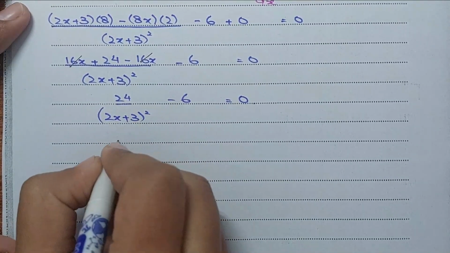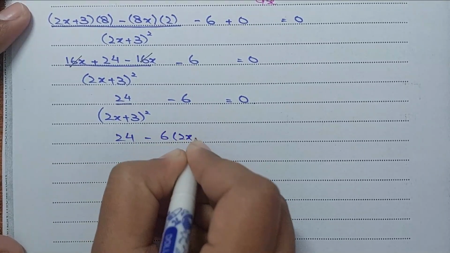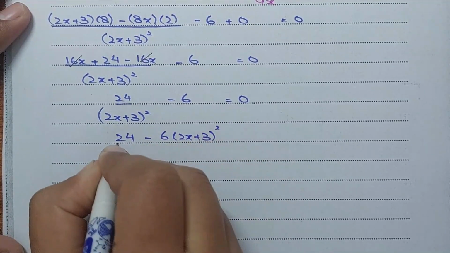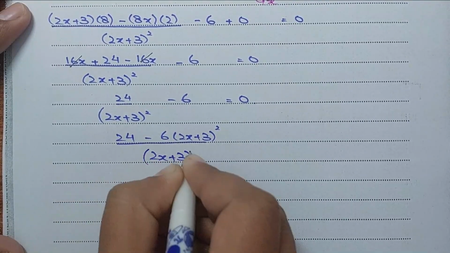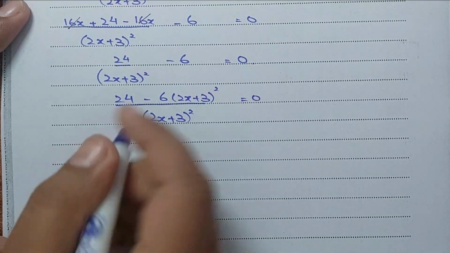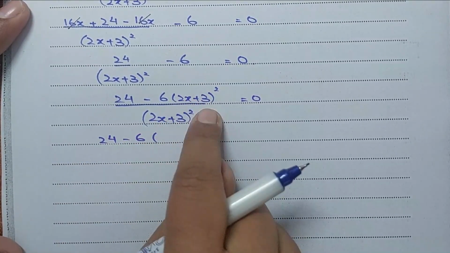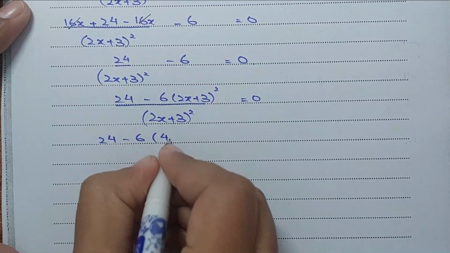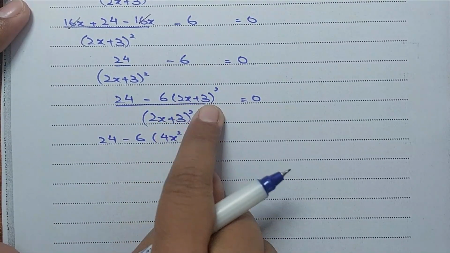Now we need to simplify this further, so we can say 24 minus 6 into 2x plus 3 whole square, divided by 2x plus 3 whole square, equals 0. Now this denominator multiplying with 0 is 0. We are just left with 24 minus 6 into, open the square, a plus b whole square. So 4x square, 3 square is 9, plus 2 into 2x into 3.